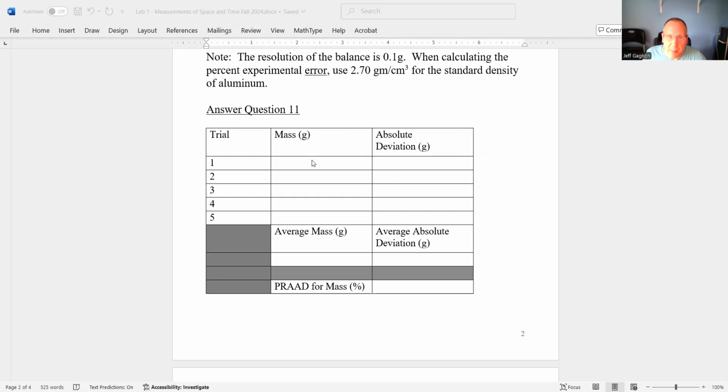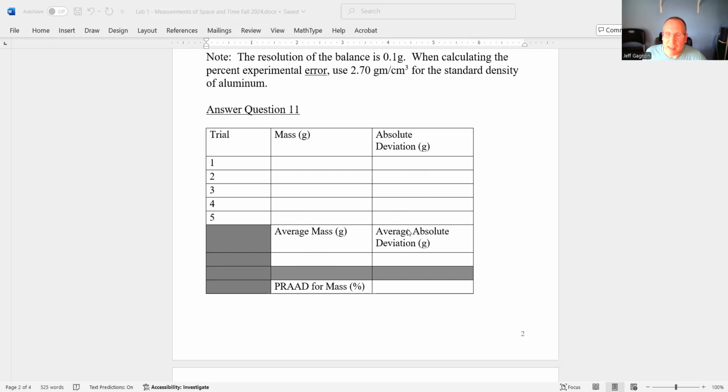So you're going to mass the aluminum cylinder 5 times. Now, since the scale is really accurate, you're probably going to get the same 5 values, all to one decimal place. So obviously that'll be your average. If these were all exactly the same, that means all your absolute deviations will be 0.0, 0.0, 0.0, 0.0, 0.0.